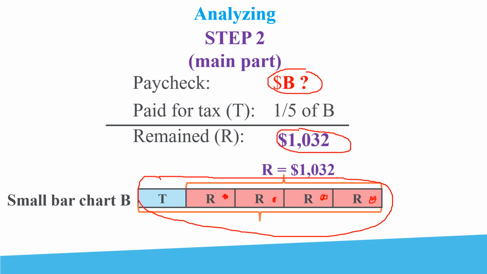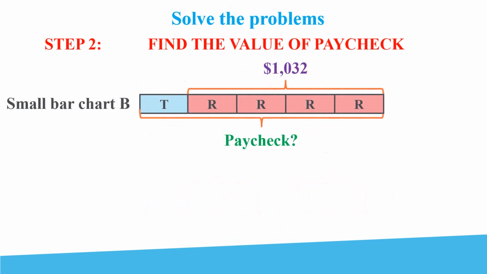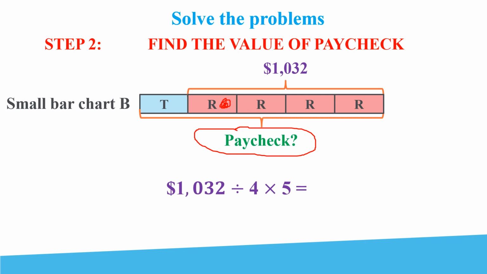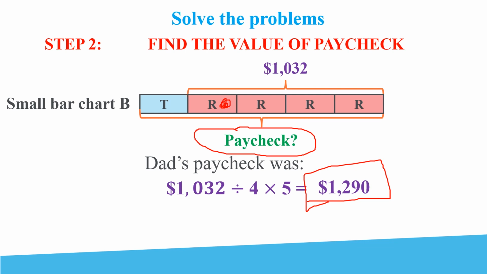Again, how do we do that? It's the same logic as step 1. But here, first we are going to divide $1,032 by 4. And we are going to find out what's the amount of just 1 box here. And then we multiply that amount with 5, and this is how we find out the amount of the whole paycheck. For example, in this case it is $1,290. This is the paycheck of Dad in this case.